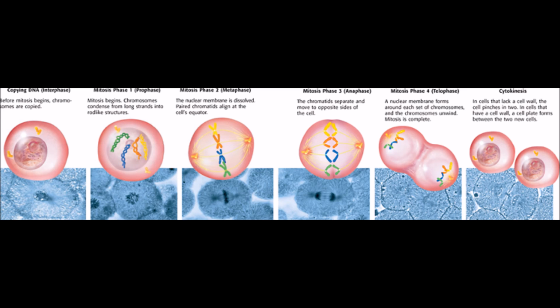Stage 5. Telophase. A new nuclear membrane forms around each new group of chromosomes. Stage 6. Cytokinesis. This stage depends on whether the cell is a plant or animal. In an animal cell with no cell wall, the cell pinches off in between the two nuclei and separates. In a plant cell with a cell wall, a plate forms between the two and a new wall is grown.